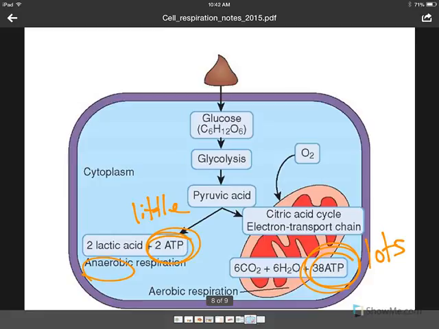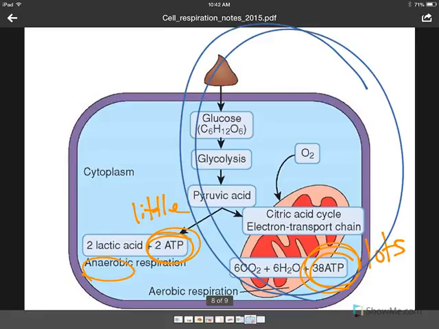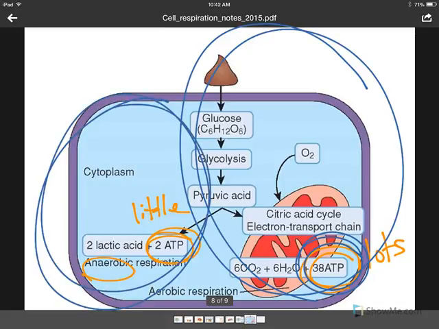This basically explains why humans cannot survive without oxygen. We need to do the process of aerobic cellular respiration because we need enough ATP to supply the activity of our cell. If we didn't have oxygen for just a short little bit, you can do anaerobic respiration, but you cannot survive on that because 2 ATP is just not enough energy to supply all the work that the cell needs to do.